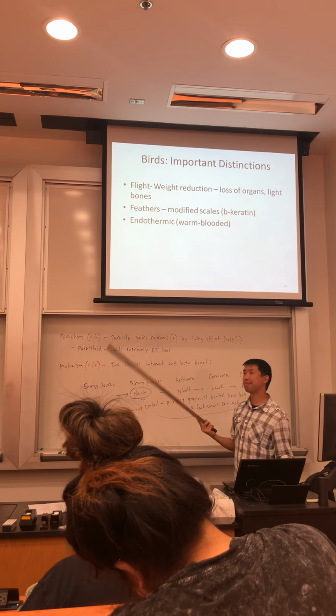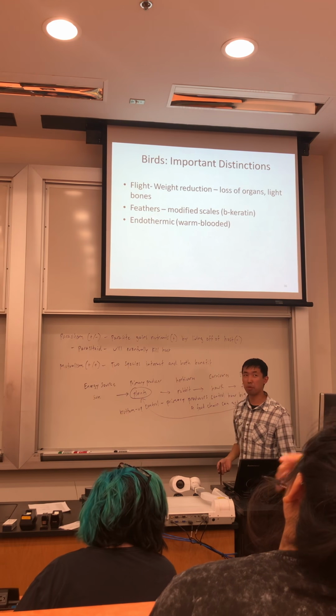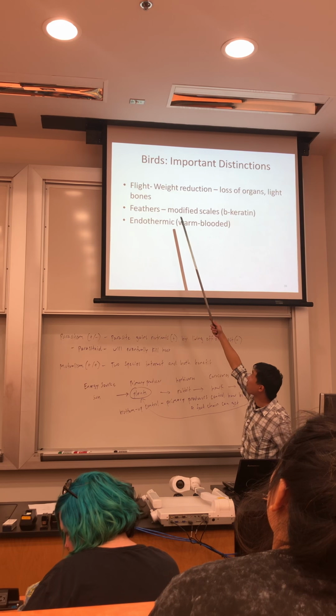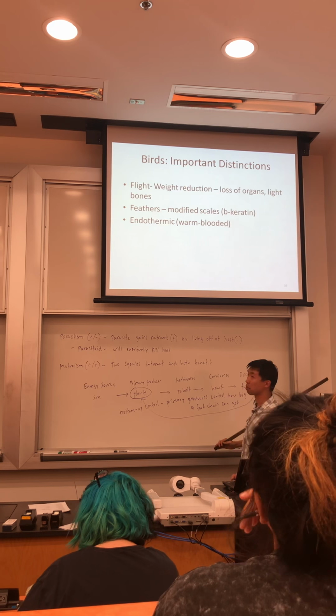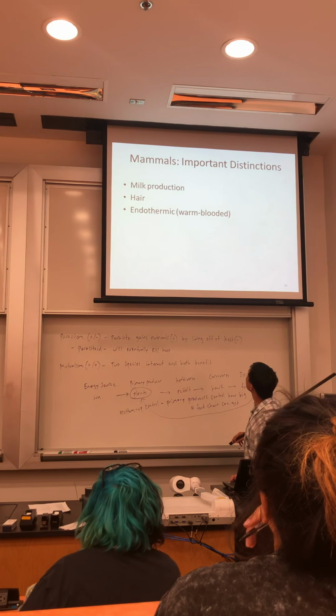Birds, basically they have some modifications from the reptilian body that allows them to accommodate for flight. They are endothermic, they have feathers, and they have a lot of weight-losing abilities. One of them being pooping. All right, don't need to know that.